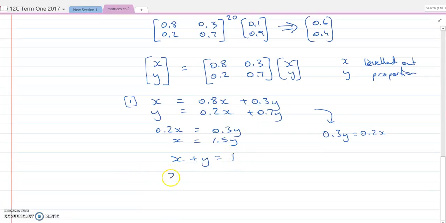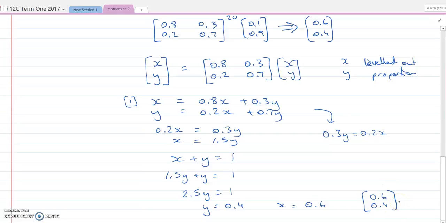So that means that we substitute: 1.5y plus y equals 1, 2.5y equals 1, y equals 0.4, x equals 0.6. Okay, so that is what it looked like it leveled out to. So that's showing that it is exact.